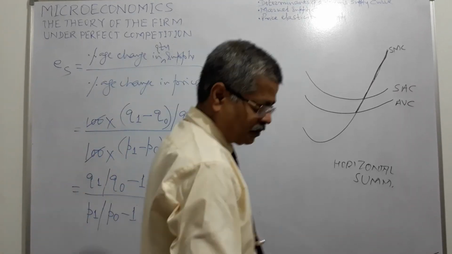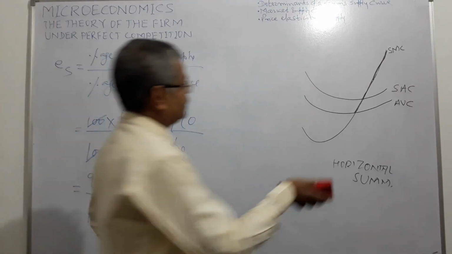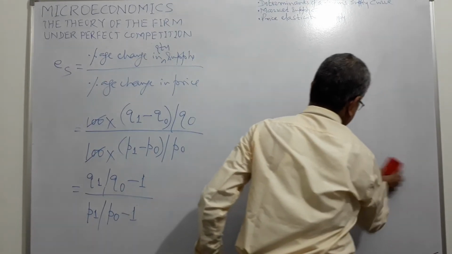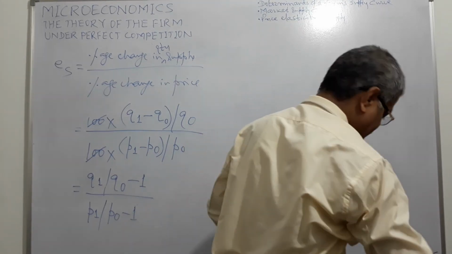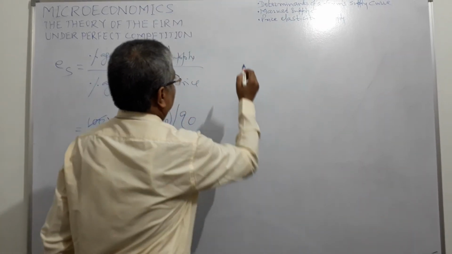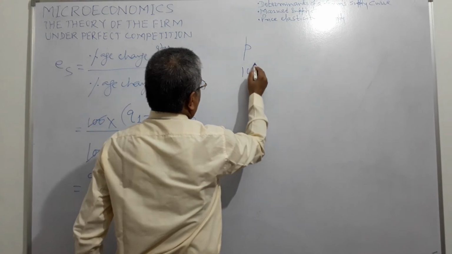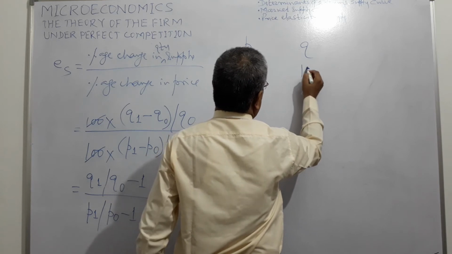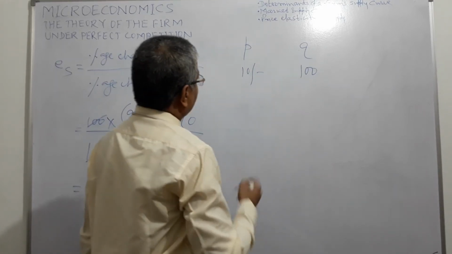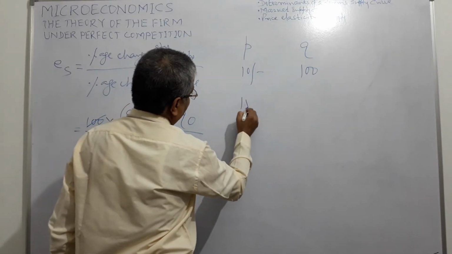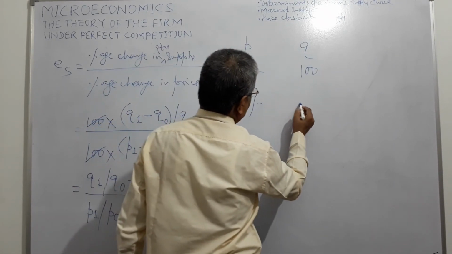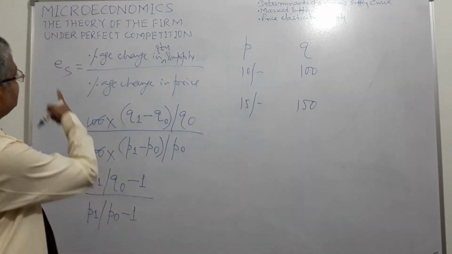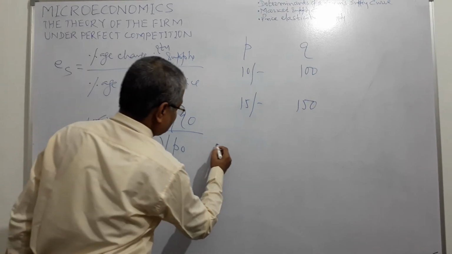Now let us assume that in the market the rate is 10 rupees. Suppose the market is of a pen. We are talking of a commodity, this pen. So price is 10 rupees, quantity supplied is 100. Then it changes to 15 rupees and quantity supplied becomes 150. So how do we get this price elasticity of supply?